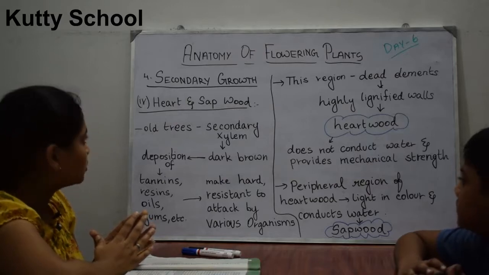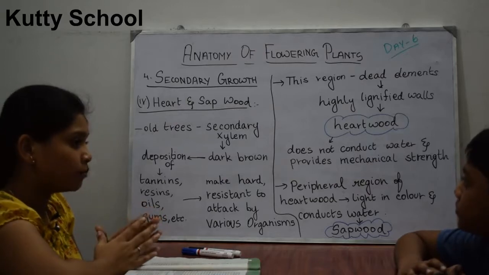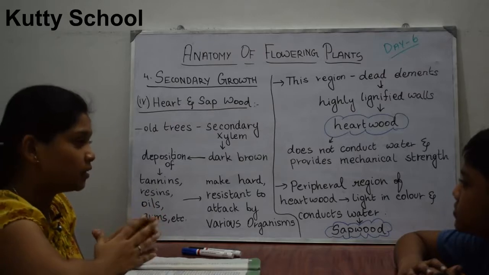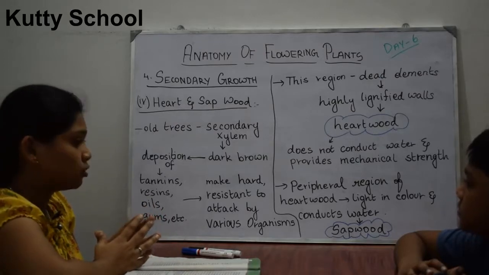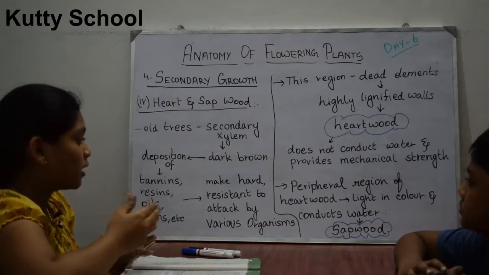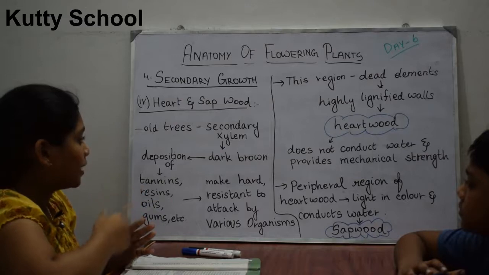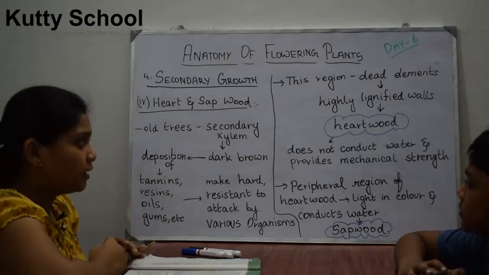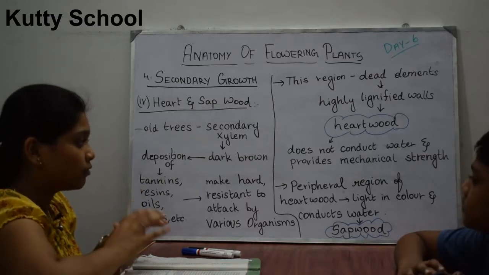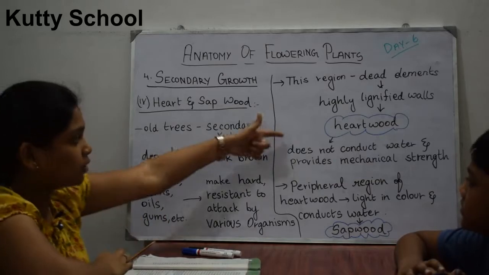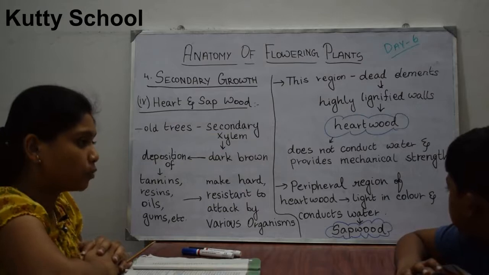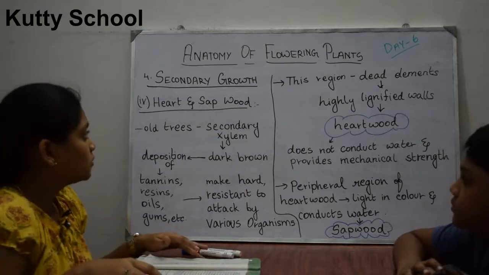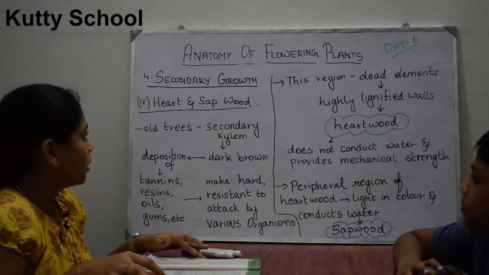So this is generally about heartwood and sapwood, which is about secondary xylem. Secondary xylem which is old, contains deposition of these substances, is dark brown and has highly lignified walls is known as heartwood, and the periphery is known as sapwood. The heartwood does not conduct water, whereas sapwood conducts water. So this is about heartwood and sapwood.